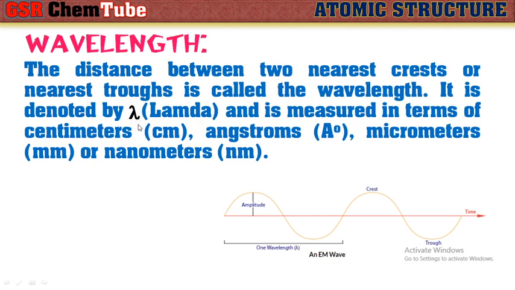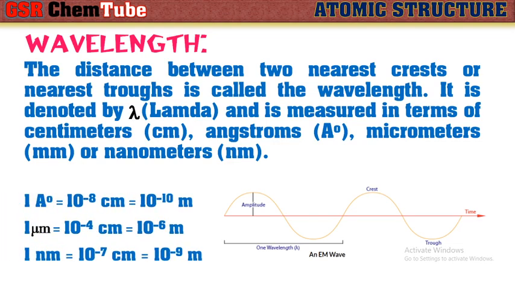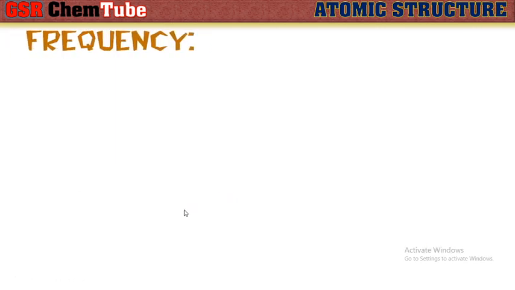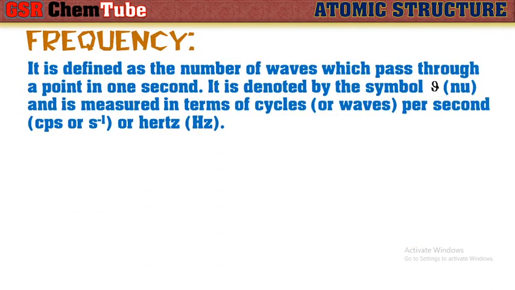As it is a distance, it is measured in centimeters, meters, angstroms, micrometers, nanometers, etc. The most generally used unit is angstrom. As we know, 1 angstrom is equal to 10 to the power of minus 8 centimeters or 10 to the power of minus 10 meters. Next one, frequency. It is defined as the number of waves which pass through a point in 1 second. It is denoted by symbol nu and it is measured in cycles per second or oscillations per second or hertz.